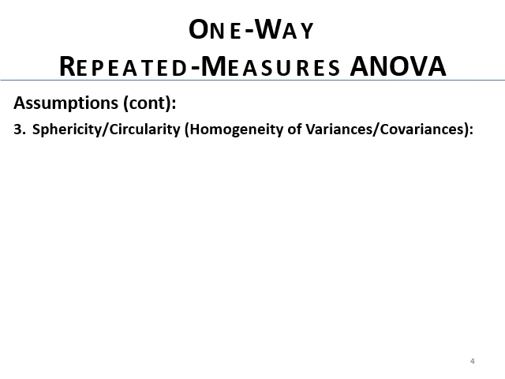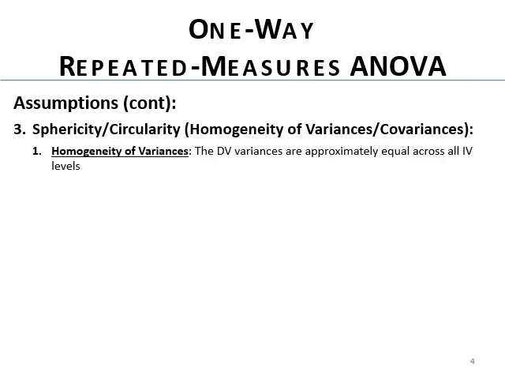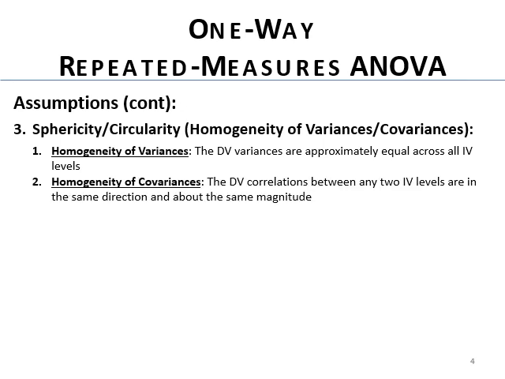So this one's new, I think. Yeah, this is new to you guys. Sphericity or circularity. It is the assumption of homogeneity of variance and covariance. And you guys have no idea what a covariance is, and that's okay. You don't actually need to. I'll give you a short way to tell what it is. So homogeneity of variance you're familiar with. That's when the spread of scores is approximately equal across all IV levels. So the spread's about the same. That's old hat.